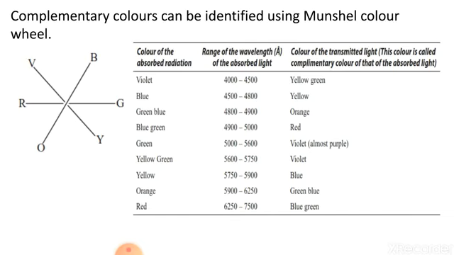This table contains the color of the absorbed radiation, then the wavelength range of the absorbed light, and then the color of the transmitted light. This is known as the complementary light color to that of the absorbed light, as shown by the Munsell color wheel. Now let us focus on the color of absorbed radiation and the complementary color shown by the given compound or complex. Look here, violet color is absorbed having the wavelength range 4000 to 4500 angstrom.